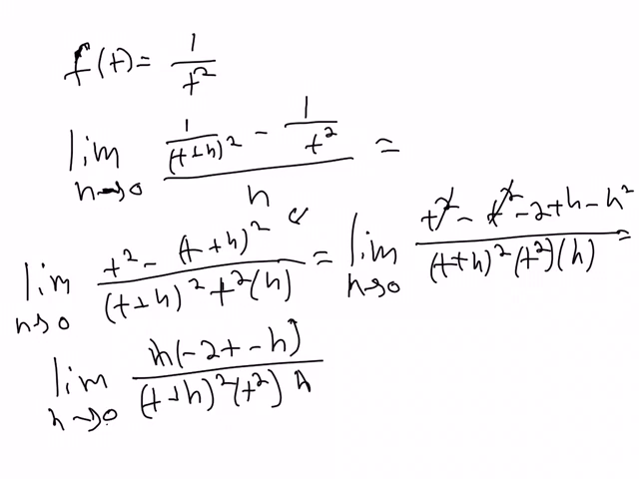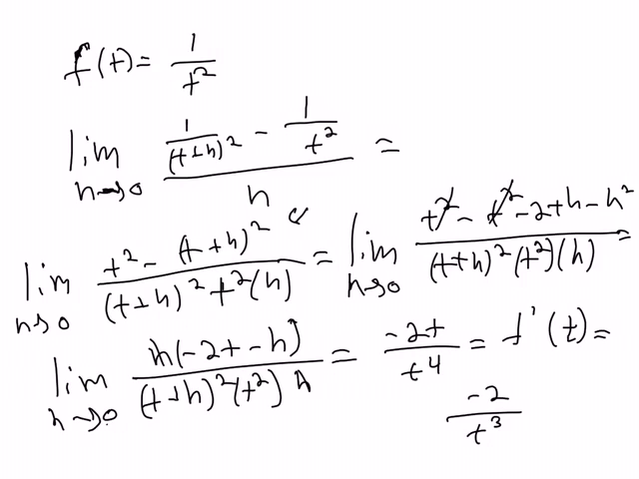These h's cancel. Now as h goes to 0, this becomes negative 2t over t squared times t squared, which is t to the 4th. This is equal to f prime of t, or the derivative for any given t, right? And it can finally also be written as negative 2 over t to the 3rd.